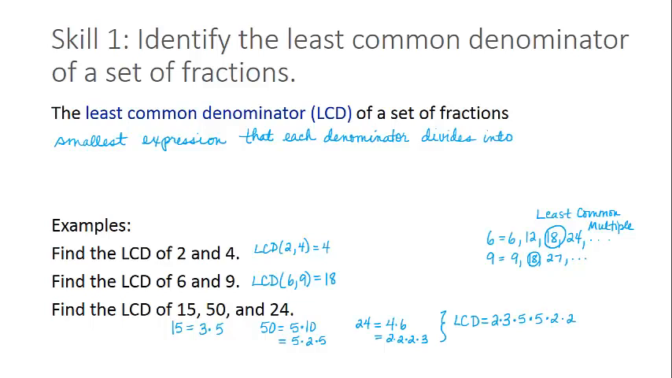So when all is said and done, you should see the factors of each of these numbers within this LCD. The factors of 15 are a 3 and 5. The factors of 50 are 2 5s and a 2. The factors of 24 are the three 2s and the 3. Then we multiply those values together to get what the LCD is, which is 600.